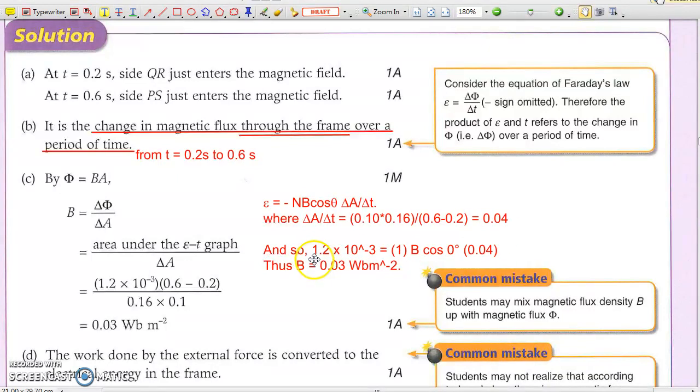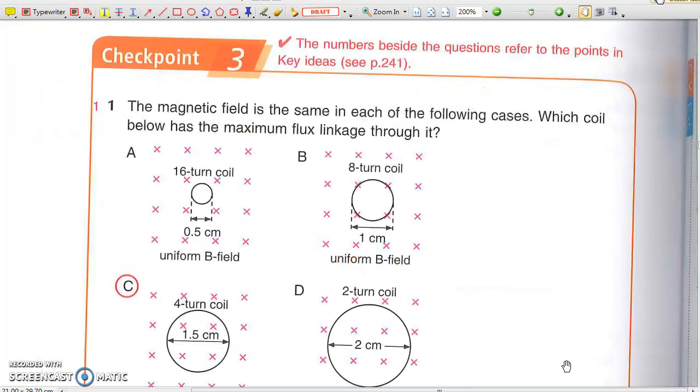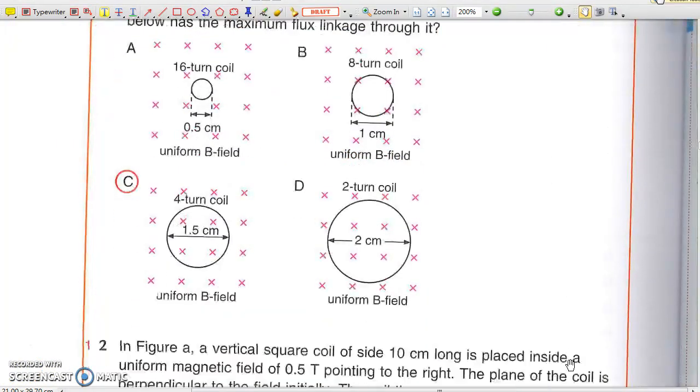And then the area under the graph, 1.2 times 10 to the power negative 3, will then be equal to N, which is 1, B, which is the unknown, cosine theta, where theta is 0 degrees, because the area and magnetic field are perpendicular. And lastly, delta A over delta T. In this way, you may find the unknown magnetic field to be 0.03 Weber per meter squared, or simply B equals 0.03 Tesla. Now do check point 3 on the next page.